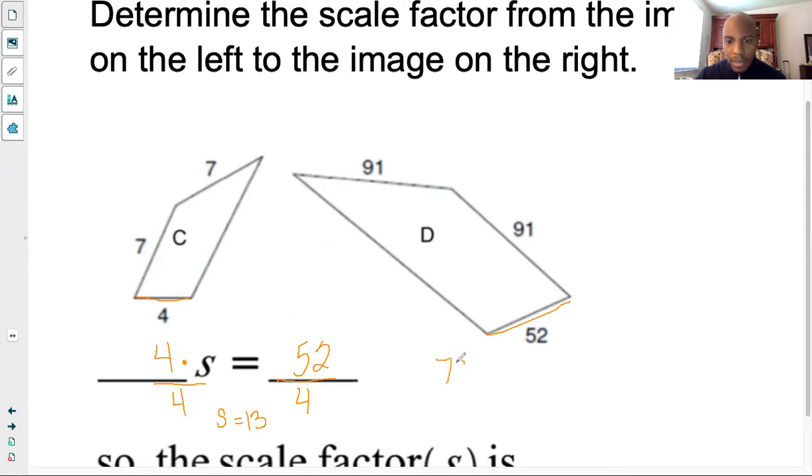Let's do 7 times S. Maybe you did 7 times S is equal to 91. Because it's multiplication, once again, we have to do the opposite, which is division. And if you do 91 divided by 7, once again, you get 13. You get S equal to 13. That tells me the scale factor is 13. So this is how we find the scale factor of similar images.